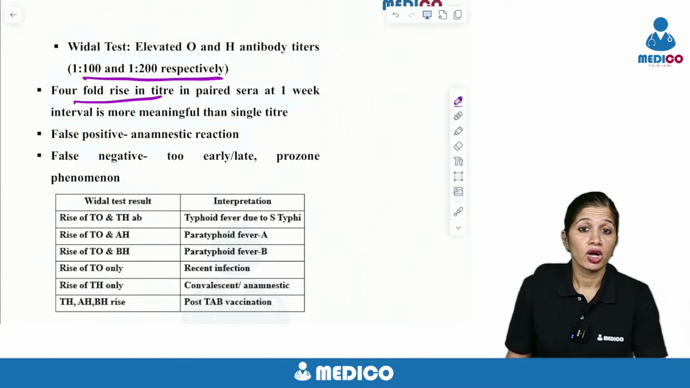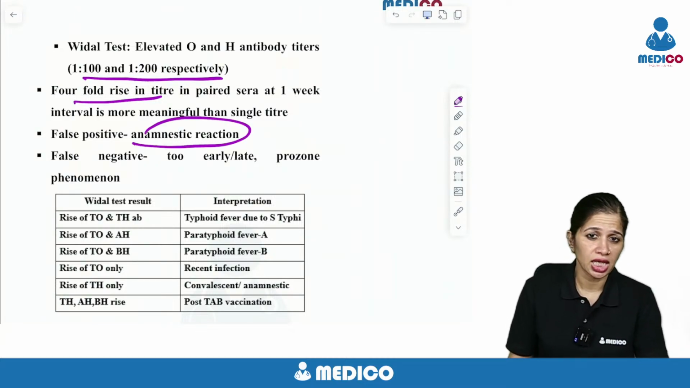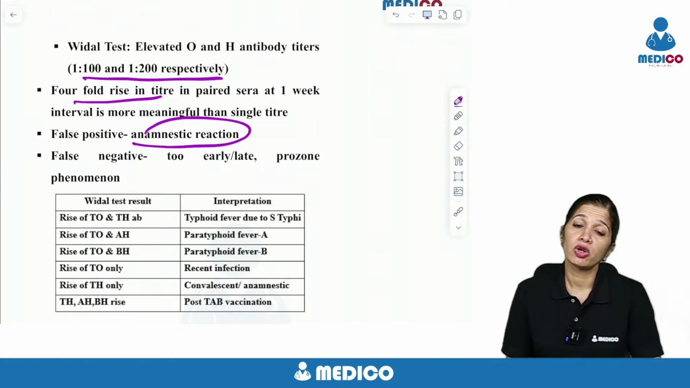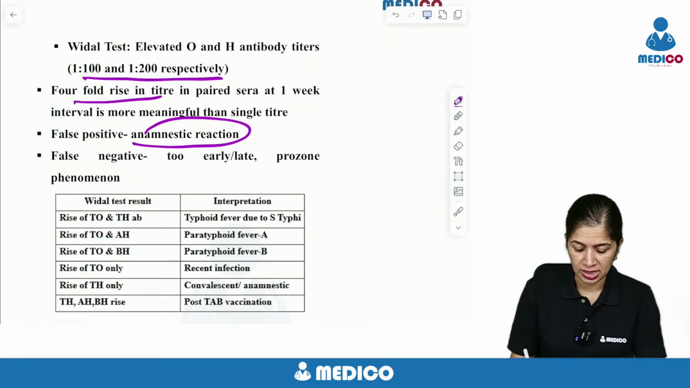There can be false positives in case of anamnestic response, that is, some unrelated fever that's resulting in an increase in the titer. So that can be there. False negative could be when you're doing the test too early or too late in the infection, or because of the presence of prozone phenomenon, that means excess of antibody.